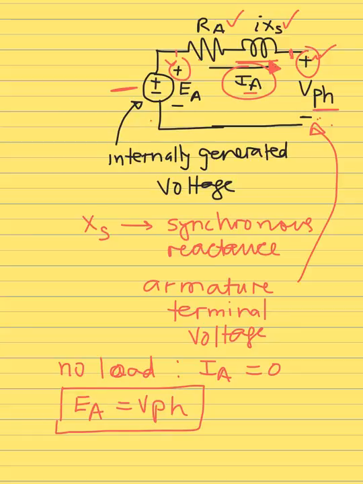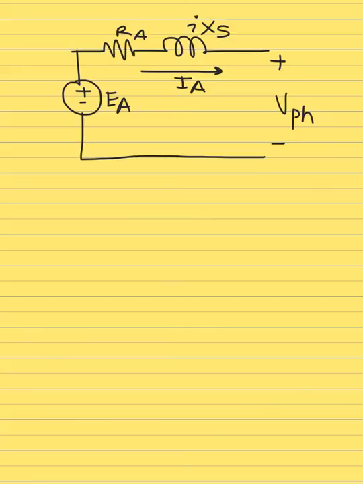Now when the generator is loaded, depending upon the amount of the load, IA of course is going to be non-zero, and EA will not be equal to V phase either. Now what is the exact relationship between V phase and EA in that case? What we're going to do is apply KVL to this circuit. So I'm going to draw this circuit one more time, and apply KVL to write the equation relating the two voltages, the terminal voltage and the internally generated voltage. Okay, so apply KVL to this one loop.